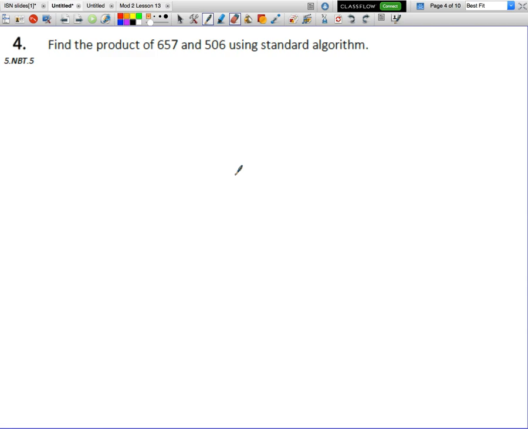So it says find the product of 657 and 506 using the standard algorithm. This is just plain old math. So we have 657 times 506.